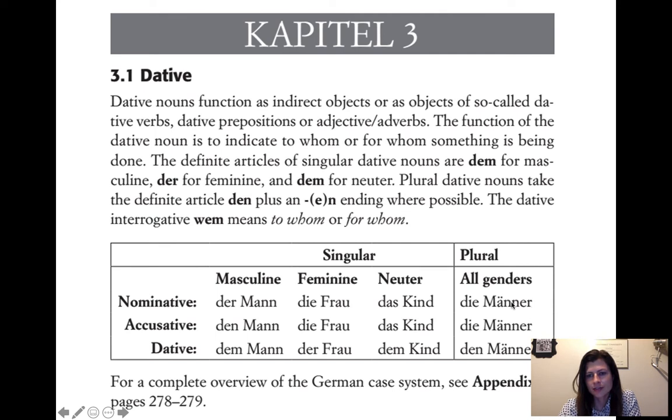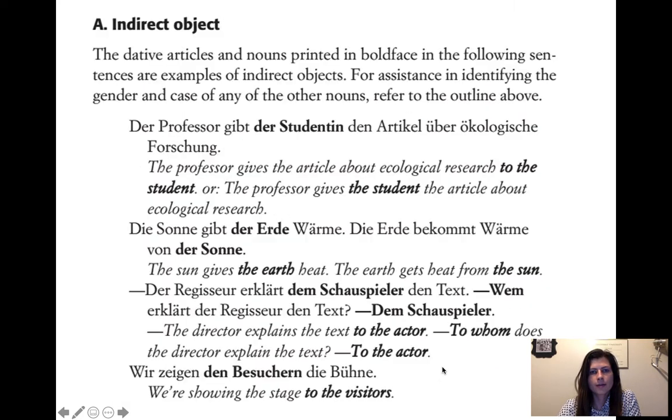Because die Männer, that's already plural. It's der Mann that's singular, right? But this is the plural. And then we change the article to den, and we add another n. It's a bonus n beyond the plural. So then we have some more example sentences.